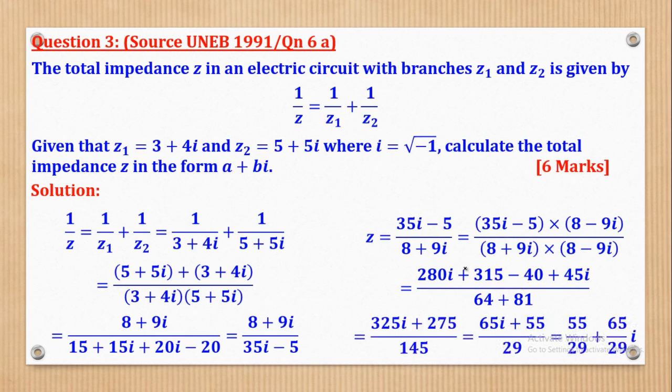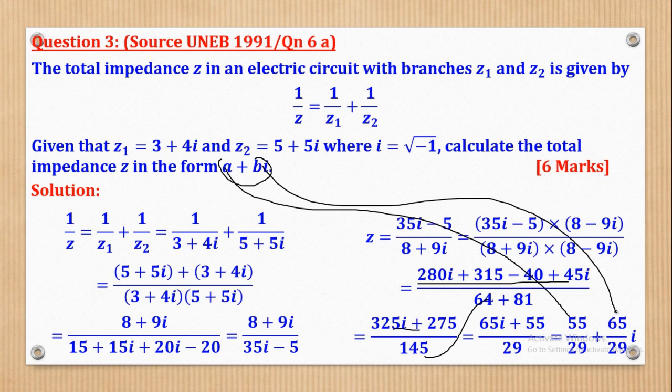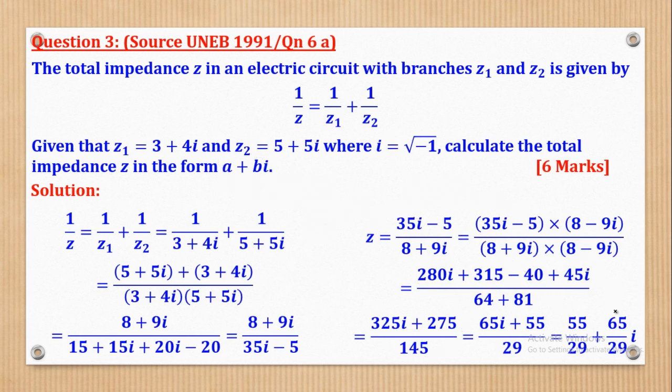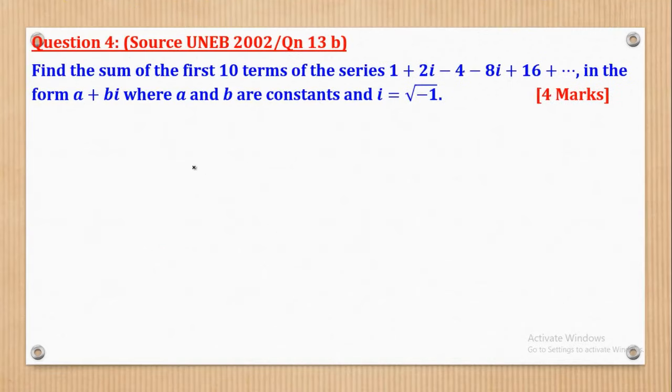Next is simplify further. This one gives you this, and this gives you that. So I can split the two because they wanted it in the form a plus bi. So you have to split the real part alone and also the imaginary part alone. And that's what they wanted. So now we shall go to question 4.